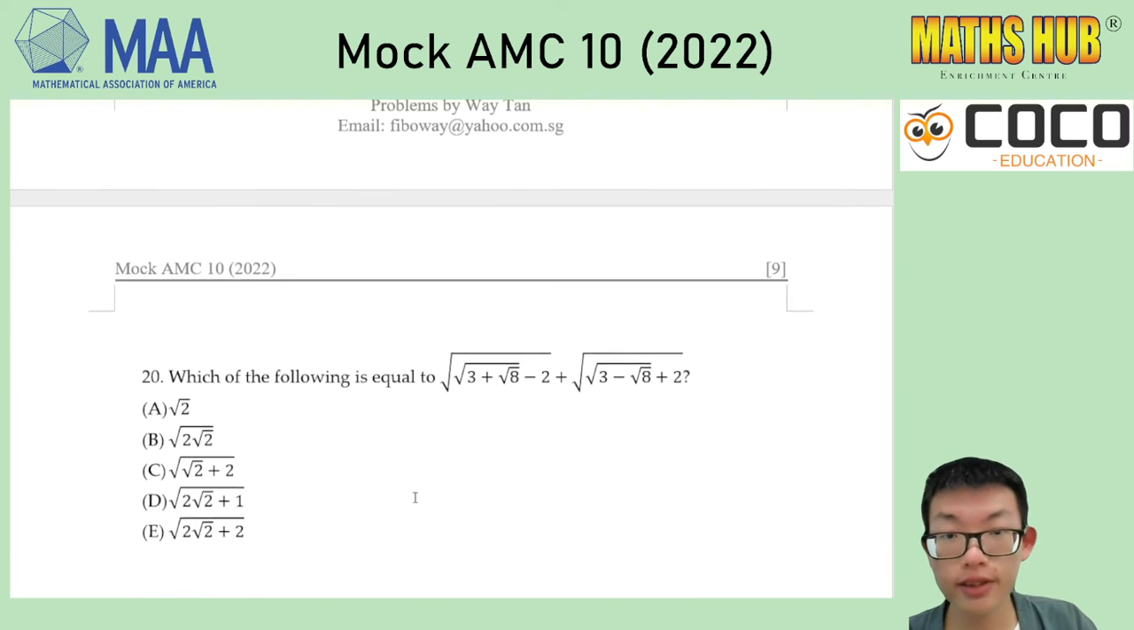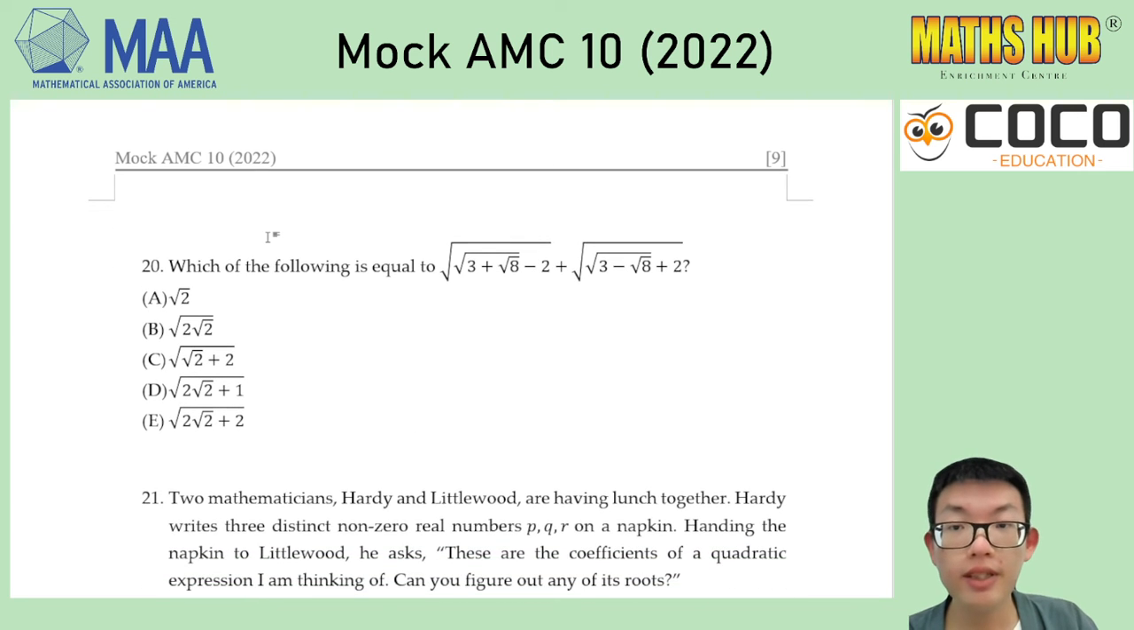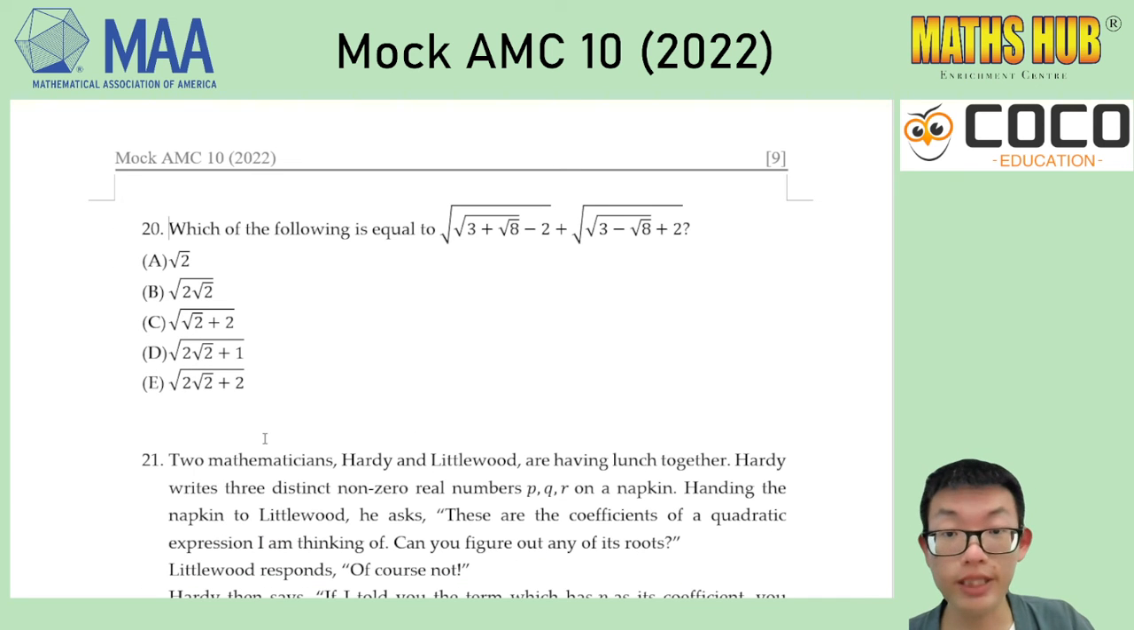Right. Question 20. Which of the following is equal to this bunch of square roots?